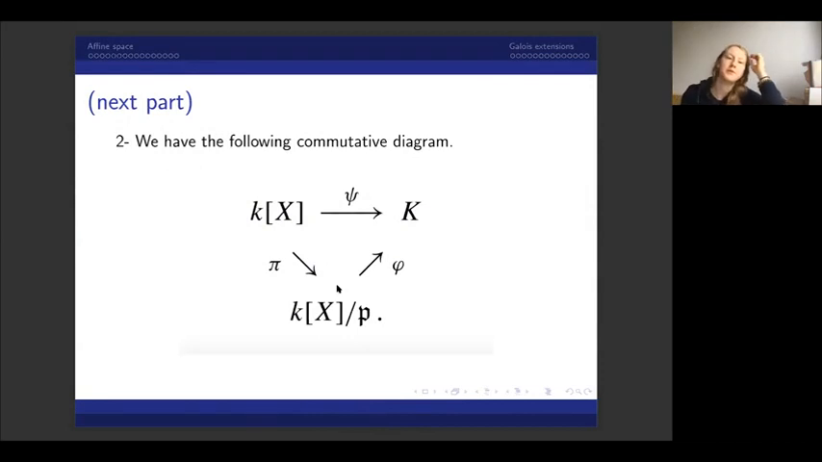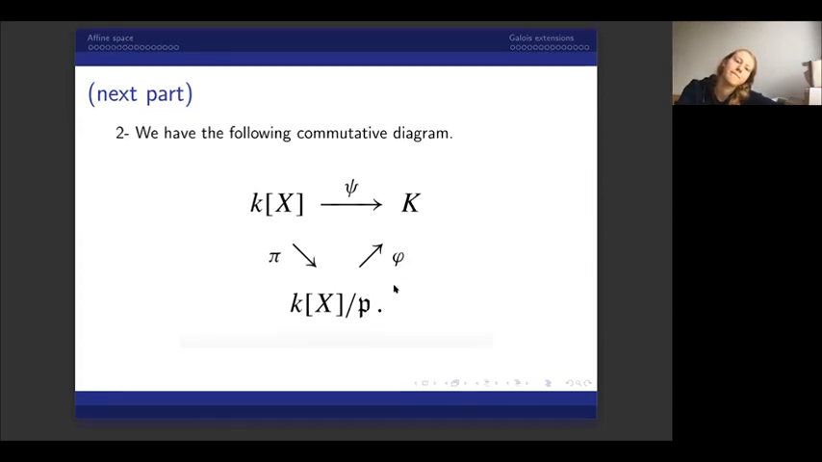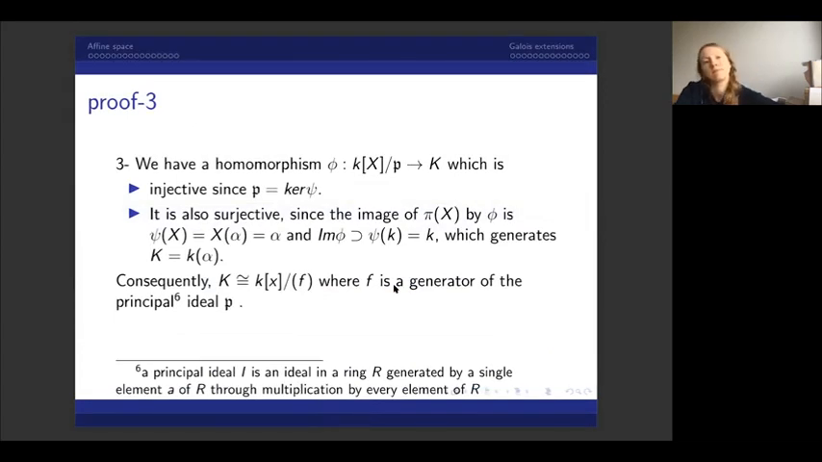So now we're drawing a beautiful commutative diagram. So let us consider this ring of polynomials in K. This is our psi that we have just discussed right now, and we go into capital K, this field. On the other hand, we have also made a quotient. So we have a second field here, K of X mod P. And this is pi. This will be pi because it's a kind of projection. And this is phi. And we'll be interested in understanding what is phi here.